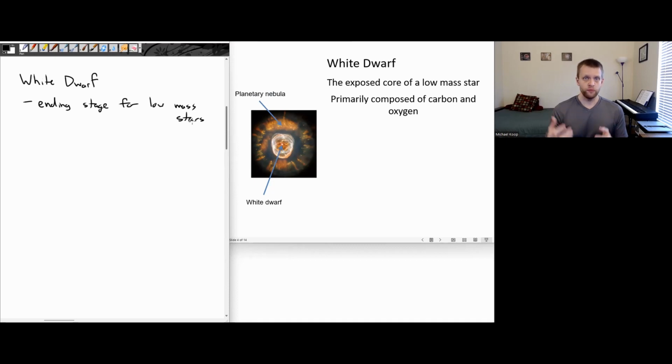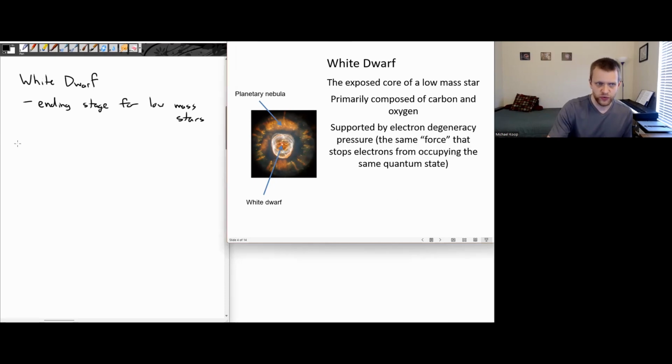We said that low mass stars fuse hydrogen into helium and then helium into carbon through that triple alpha process. But these low mass stars aren't really massive enough to start fusing carbon, or maybe they might fuse a little bit into oxygen. But the cores that are left behind are going to reach carbon or oxygen before the star can no longer reach the temperatures and densities necessary to actually undergo further fusion.